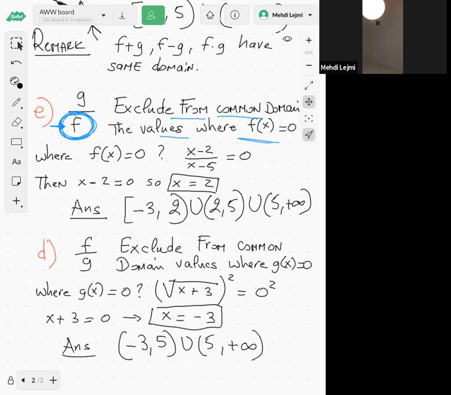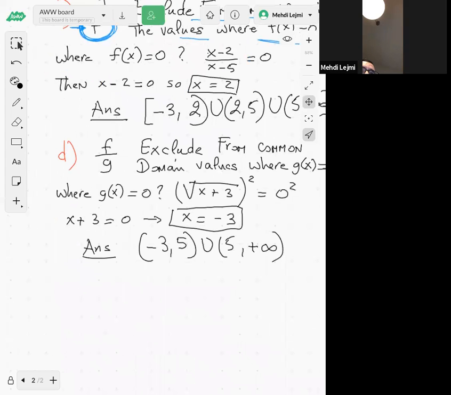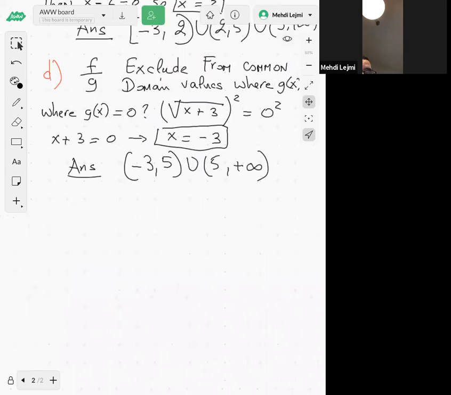All right, and okay, last one, the F composed with G. This is also important for the F. Okay, now for the domain of F composed with G, here we don't use the common domain. Okay, you forget about the common domain.